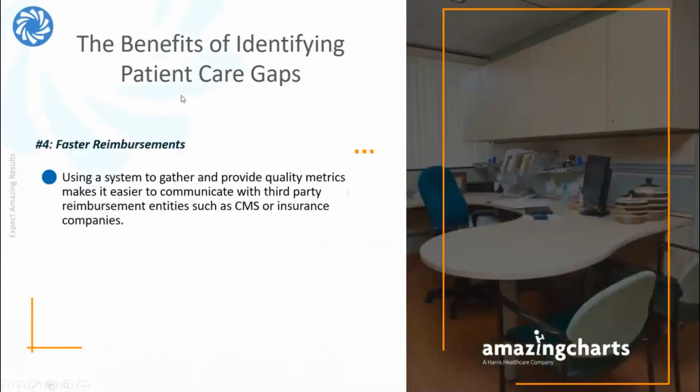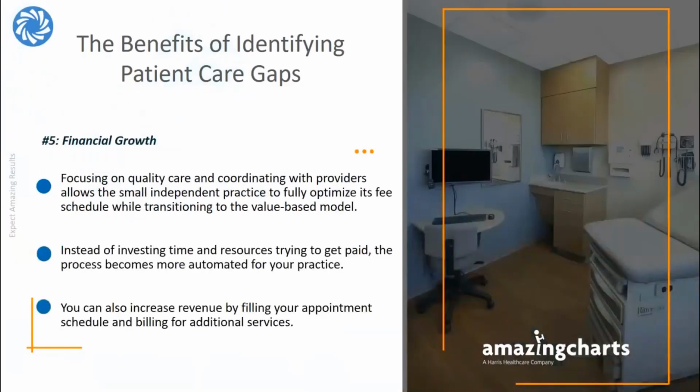And the thing we all like, faster reimbursements. Using a system to gather and provide quality metrics makes it easier to communicate with third-party reimbursement entities such as CMS or other insurance companies. So there's all these different benefits here. Financial growth. We love financial growth.